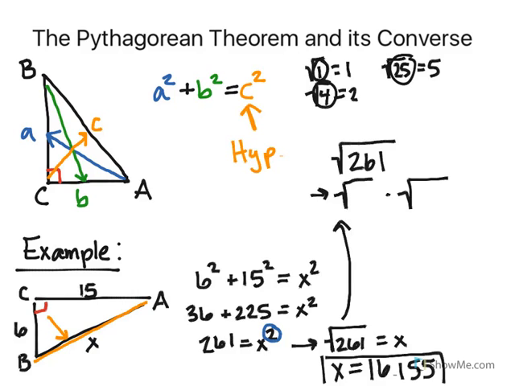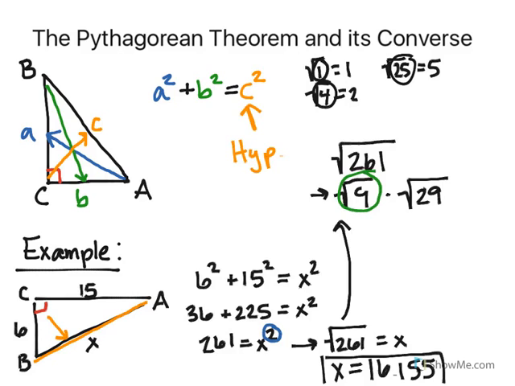So I'm going to mess around with this. I'm going to see what numbers go into 261, and you're going to find out that 9 times 29 is actually equal to 261. And the reason why I picked that is because I know what the value of this is.